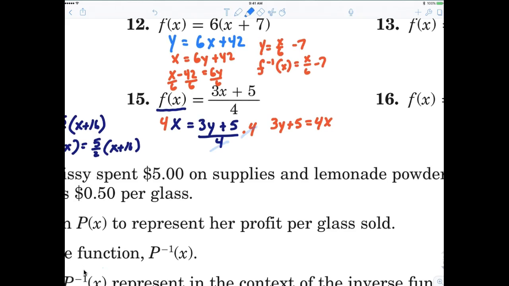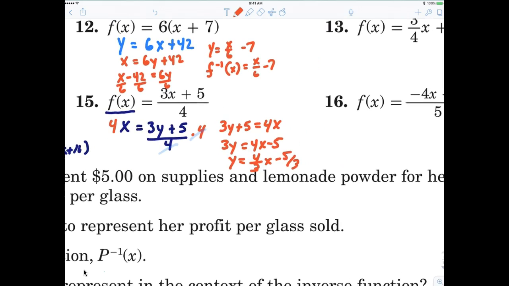Now from there, all I'm going to do is subtract 5 from both sides. So we would say 3y is equal to 4x minus 5, and divide by 3. Y equals 4/3 x minus 5/3. Hopefully that's making sense for you guys. Again, we're just switching x and y, solving for the new y.